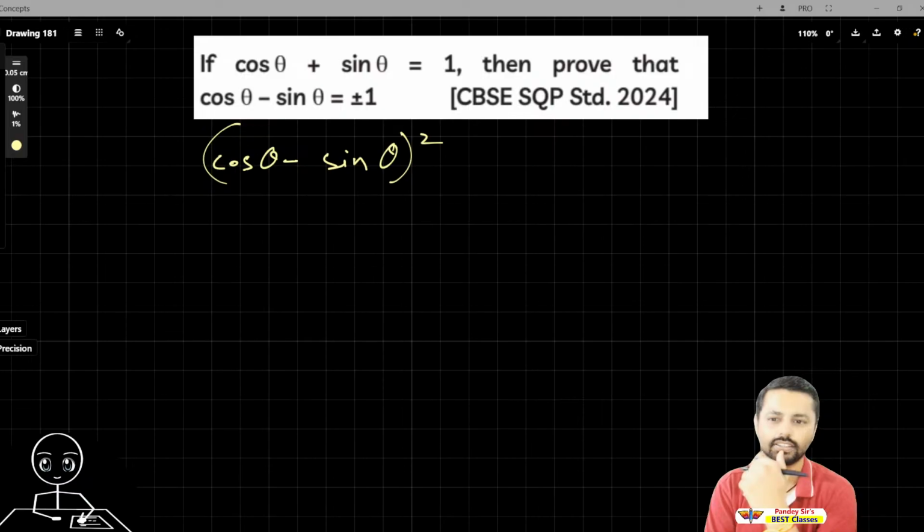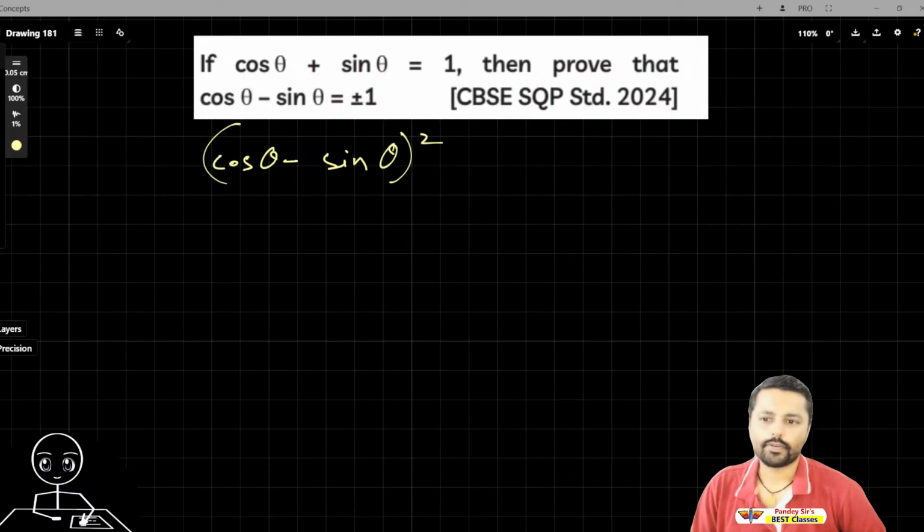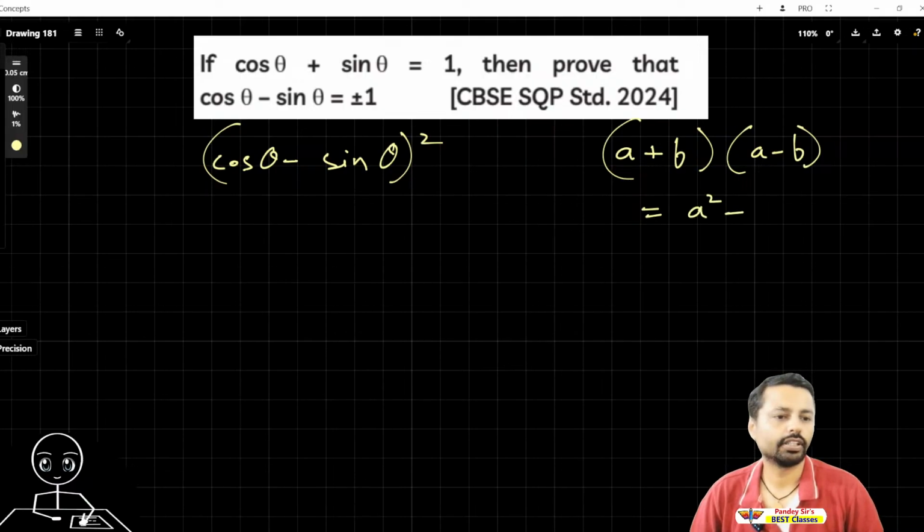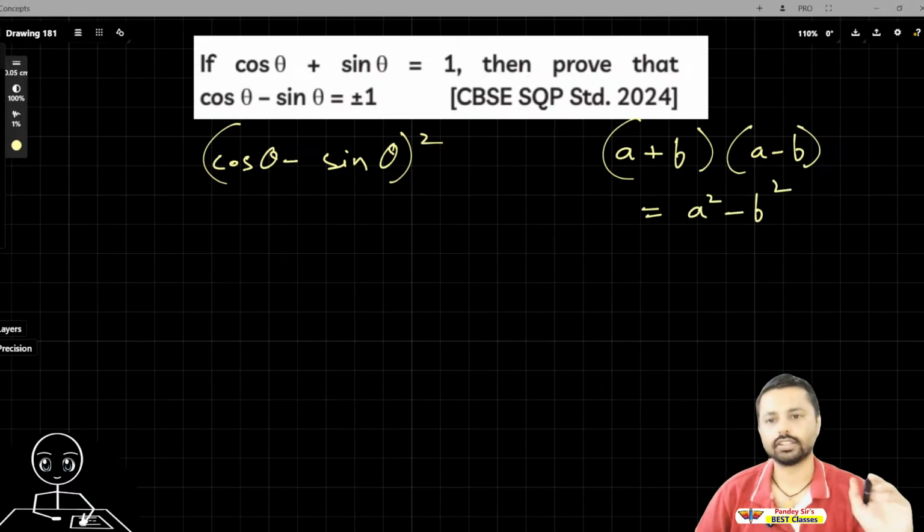Let me think for a while and I will tell you the correct answer. I will do one thing. I will do this identity: a square, a plus b and a minus b equal to a square minus b square. This identity I am going to use. Now the question is, should I?